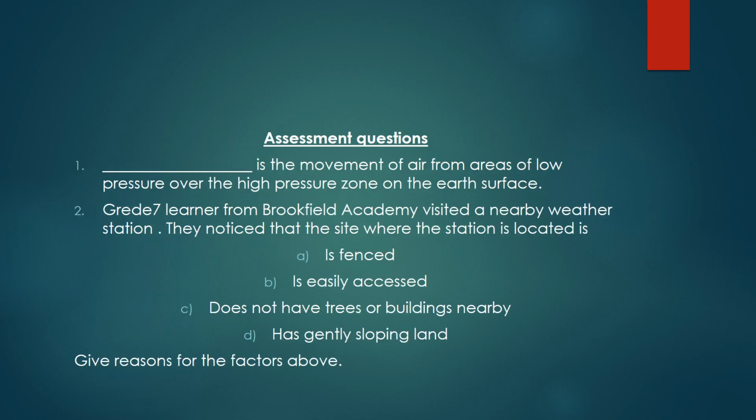In this section, we have the assessment questions. Number one, dash is the movement of air from an area of high pressure to a zone of low pressure over the Earth's surface.